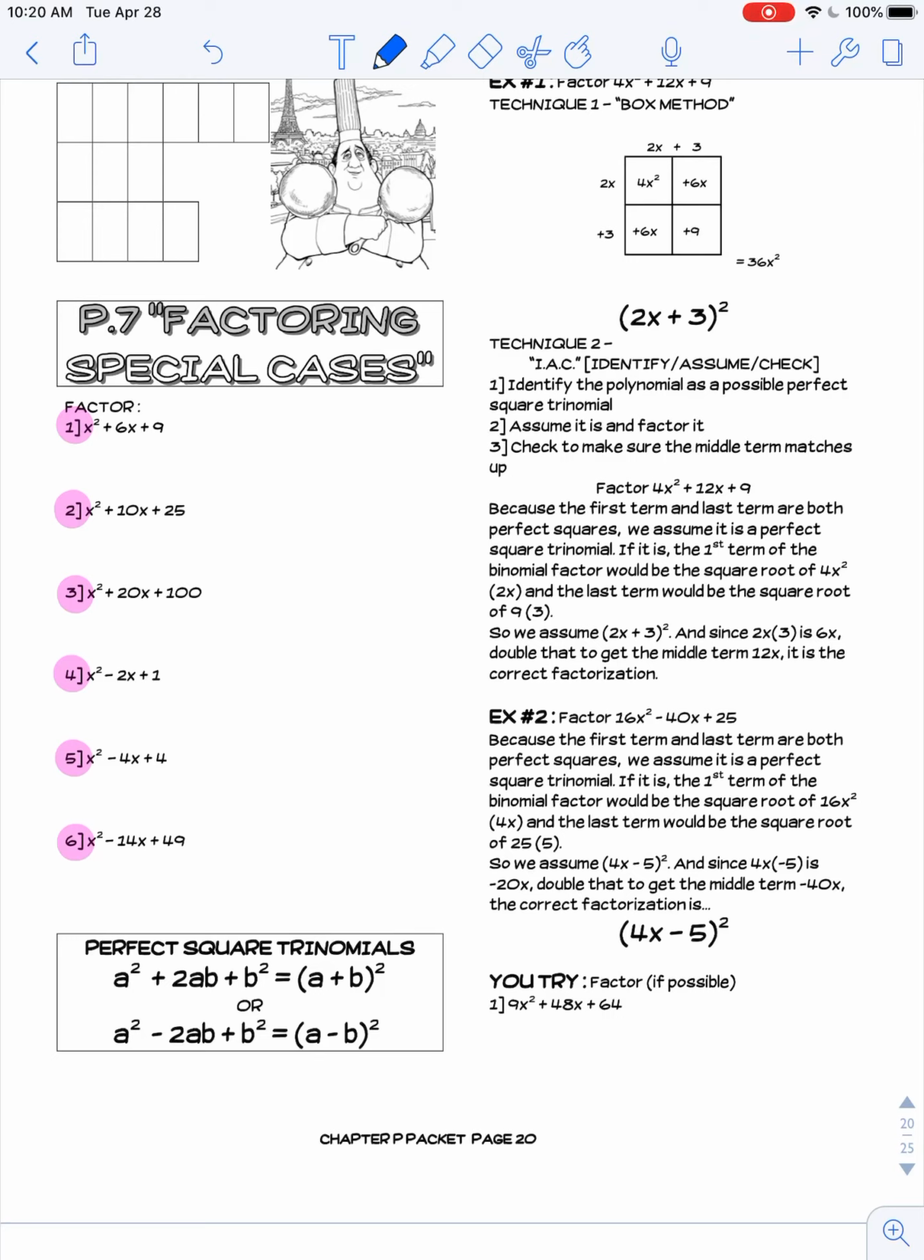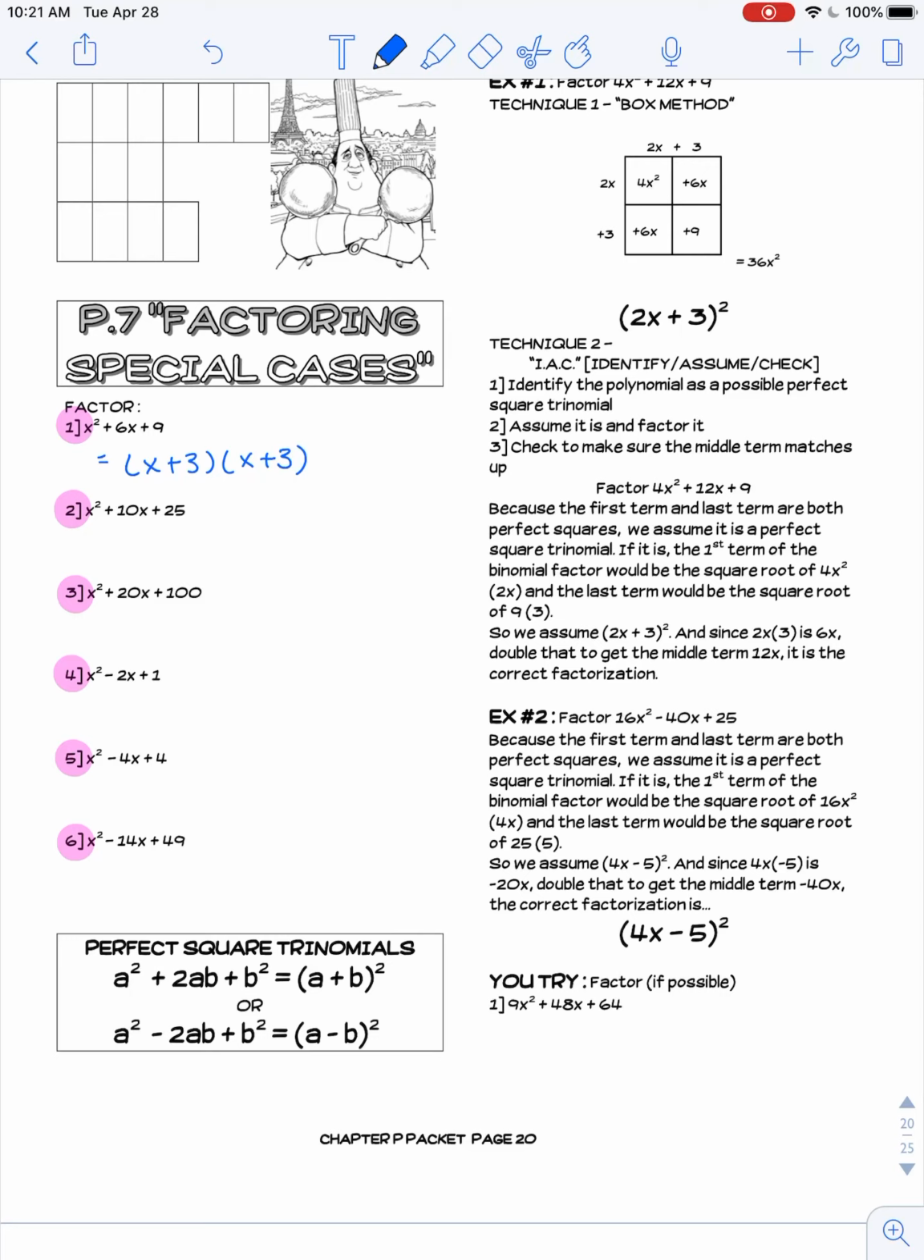Alright. So, question number 1. X squared plus 6x plus 9. I'm looking for two numbers that multiply to equal 9 and add to equal 6. That's going to be 3 and 3.